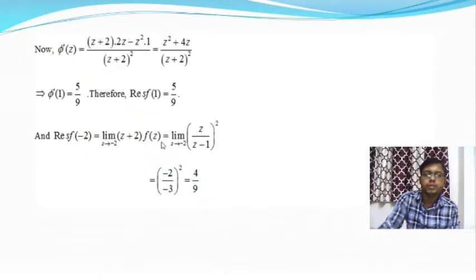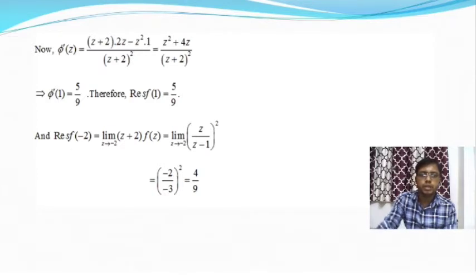Now differentiate the function phi of z with respect to z, we will get (z square plus 4z) by (z plus 2) whole square, and at the point z is equal to 1 we will get the first differentiation of the function f of z, and it will give 5 by 9. So therefore the residue at the point z is equal to 1, where 1 is a pole of order 2, will be 5 by 9.